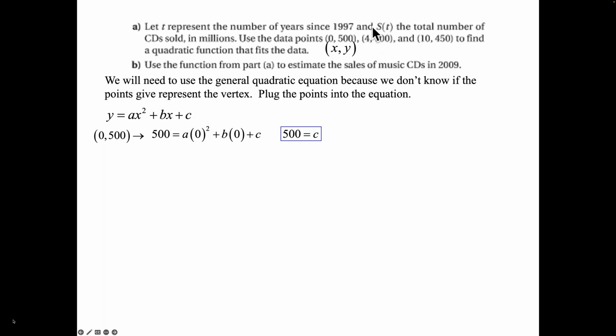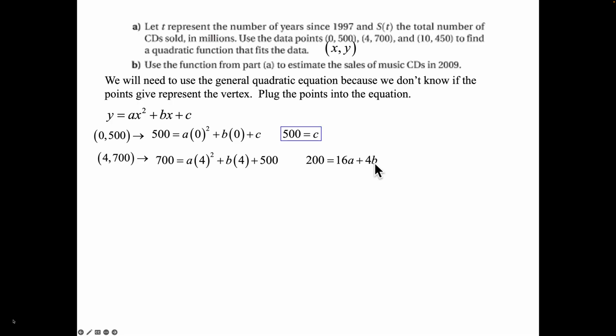Then I'm going to do the same thing with this point, but when I plug this in, I'm going to let 500 be the c. So 4, 700 means 700, that's your y, just like 500 was your y, equals a times 4 squared, which will be 16a, plus 4b plus 500. And I'm going to subtract the 500 over to the 700, and I get 200 equals 16a plus 4b.